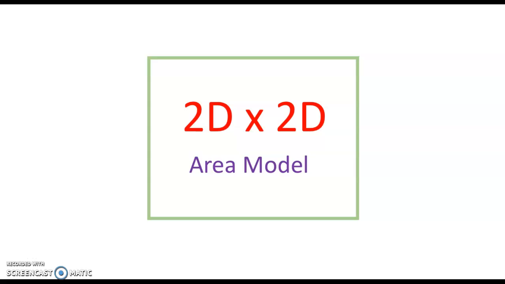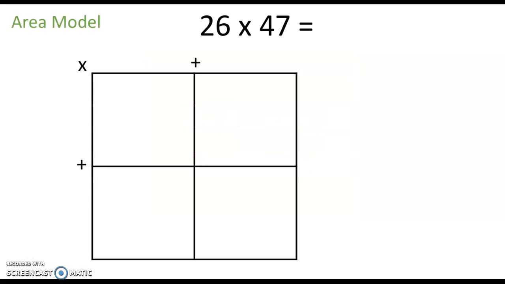Today we're going to learn how to multiply a 2-digit by a 2-digit number using the area model. So if you've done area model before, you can see that the box looks a little bit different. That's because we need a box for every place value. So if you noticed, we are multiplying 26 times 47. So we need a spot for the 20, the 6, the 40, and the 7.